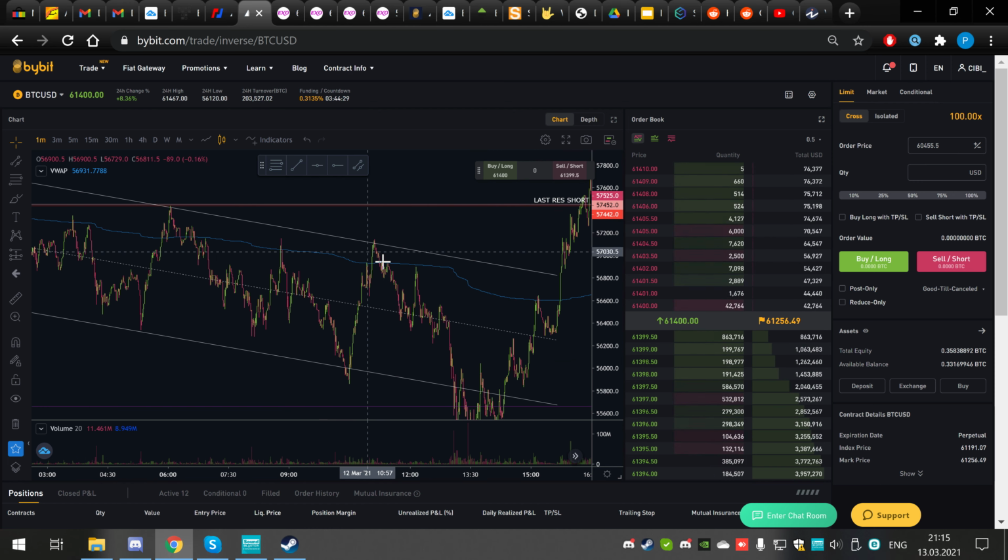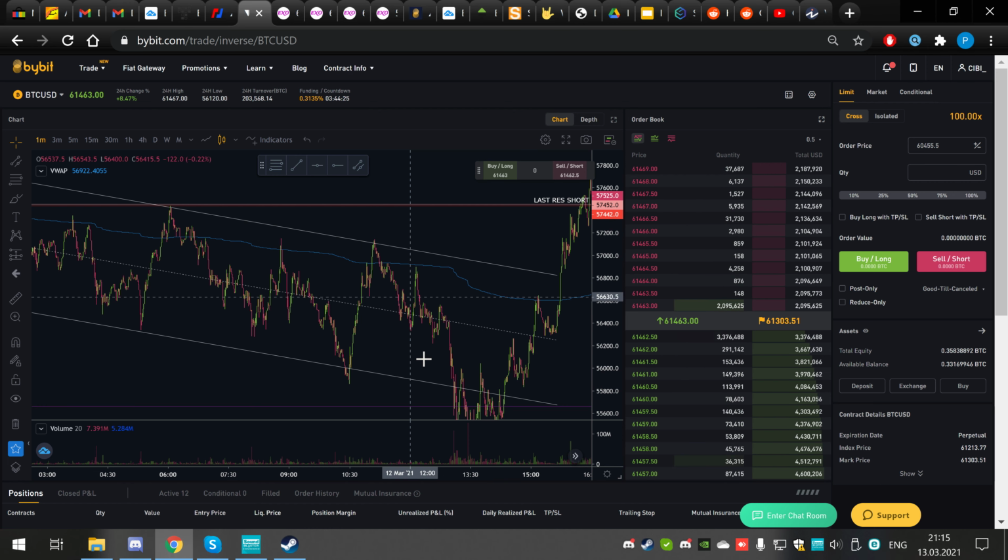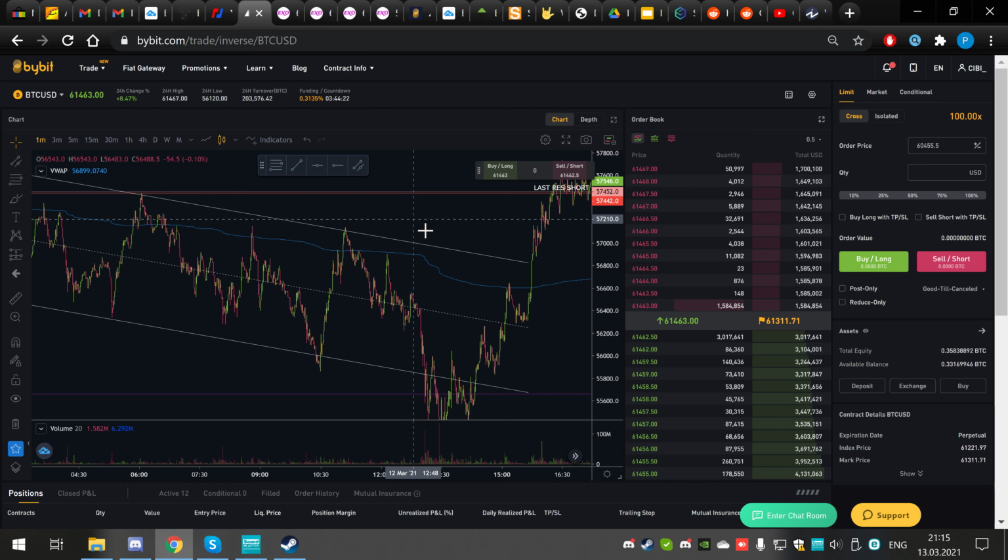I'm always looking for trades where the stop loss is like this, and the potential profit is a few times more. That's what you want to do.